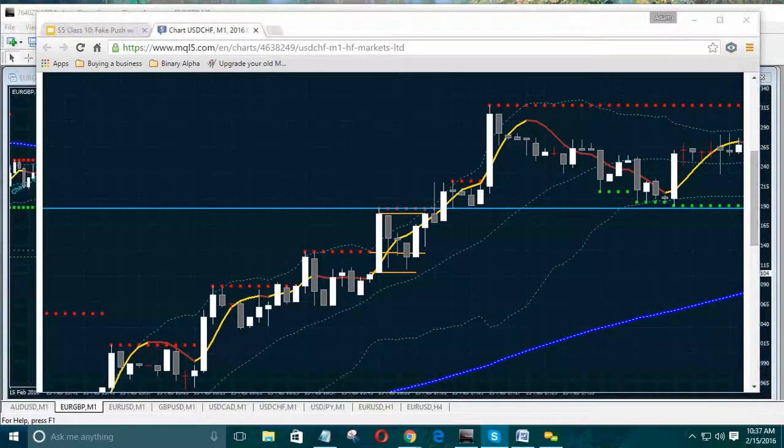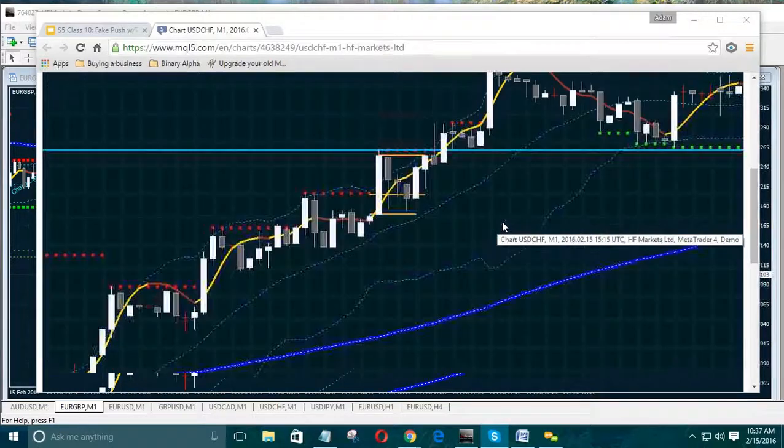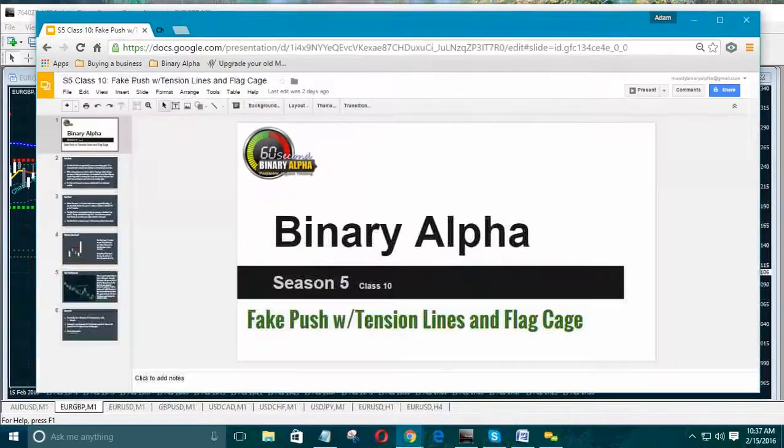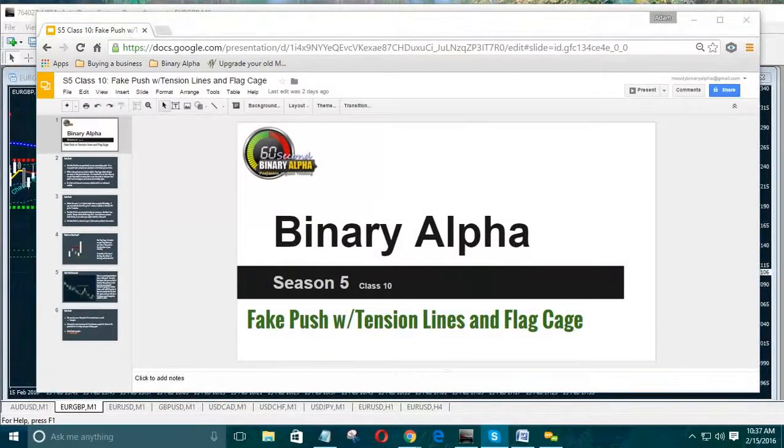Amir says we're still doing fake pushes on second and third levels, not trading on first and fourth levels. Correct. Right. Again, just to be safe for now. Okay. All right. The next question.